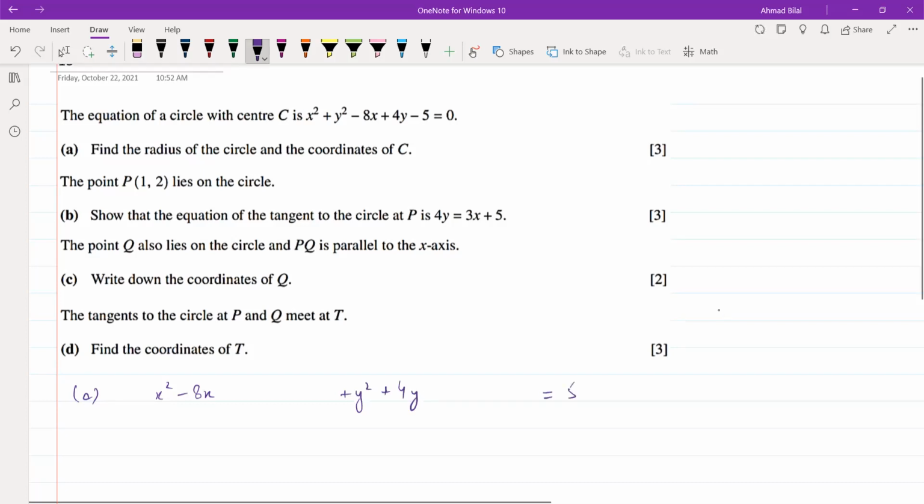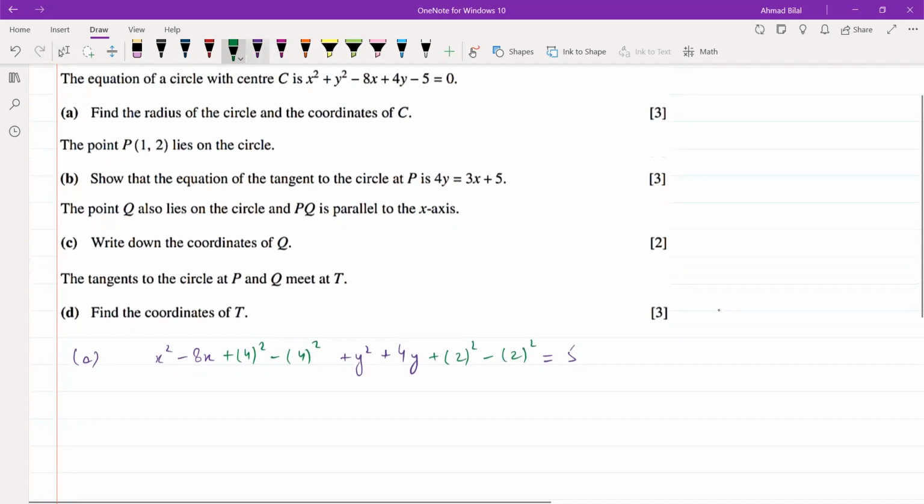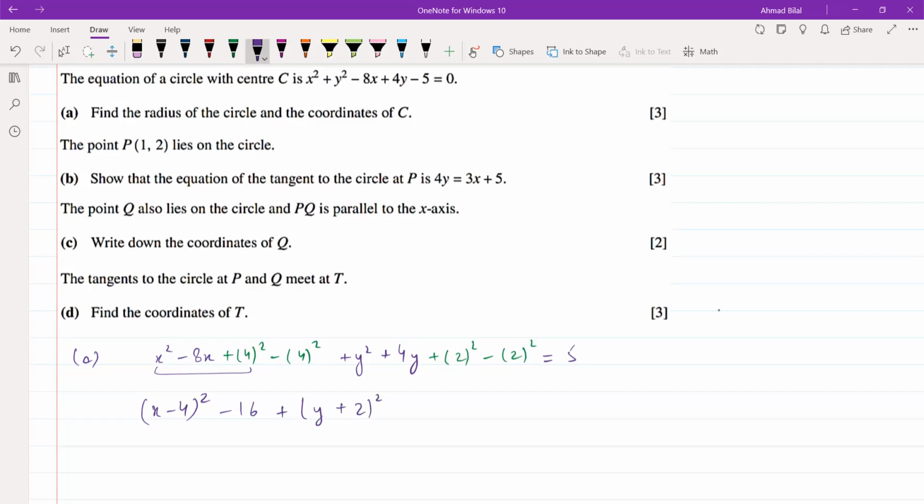You complete the square. How do you do that? You add 4 squared and you also subtract 4 squared. Similarly here, you add 2 squared and you subtract 2 squared. Now you have a completed square. You get (x − 4)² from these three terms, with minus 16, and you get (y + 2)² from these three terms, and the rest is minus 4. That equals 5.